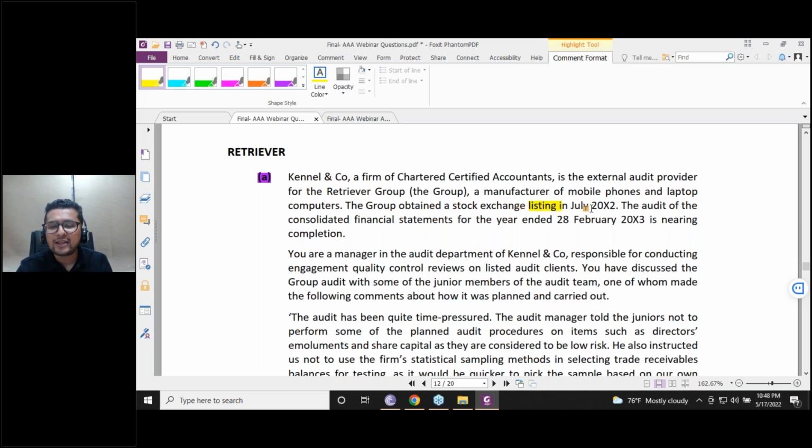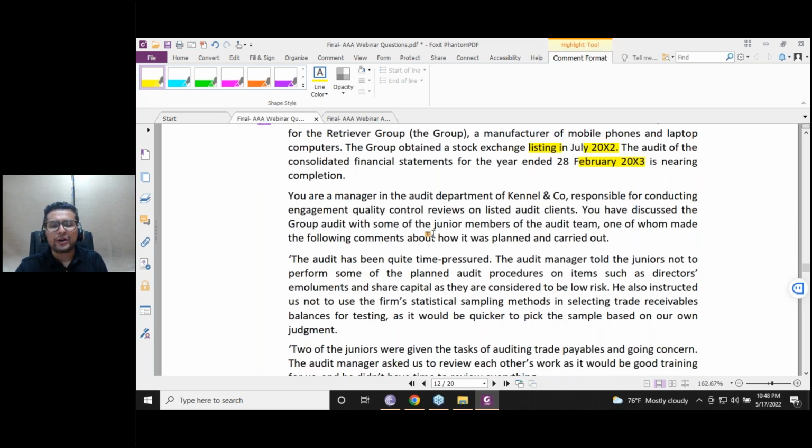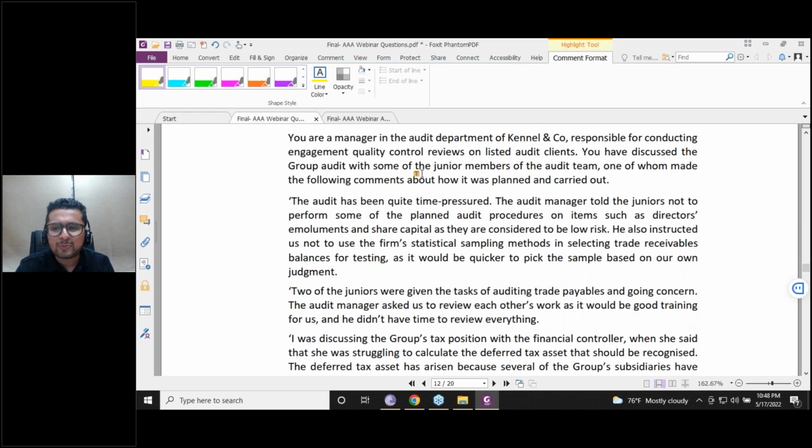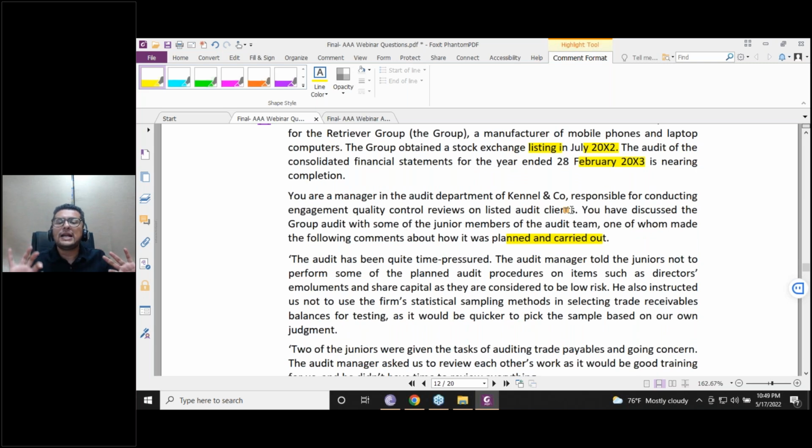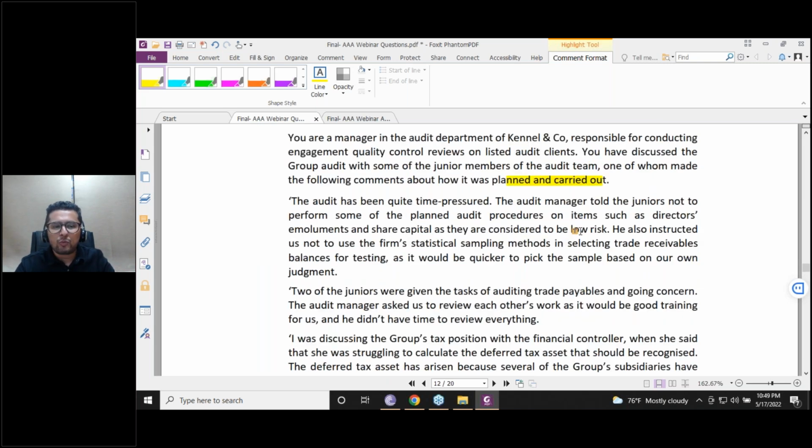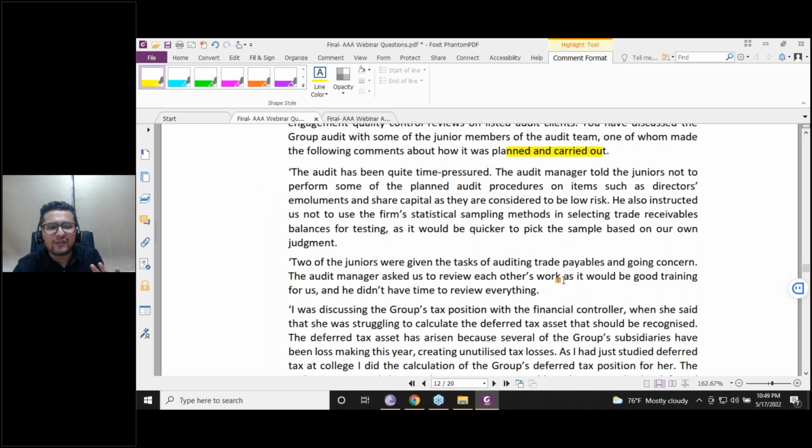They got listing in July 20x2, whereas the year end is 28 February 20x3. You are a manager in the audit department of Kennel and Company, responsible for conducting engagement quality control reviews on listed audit clients. So you are performing the review. You have discussed the group audit with some of the junior members of the audit team, one of whom made the following comments about how it was planned and carried out. So up till now, there is no ethical issue, no professional issue, no quality control issue. Only one thing is important, that this client is a listed company. We are done with the first two paragraphs, nothing so far, and we are left with just 2-3 paragraphs.